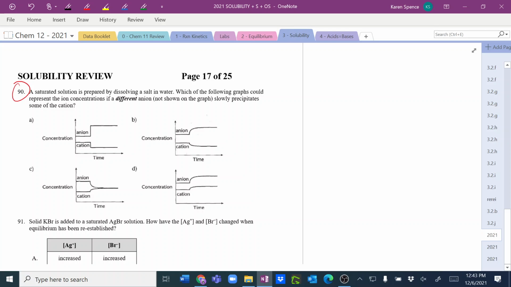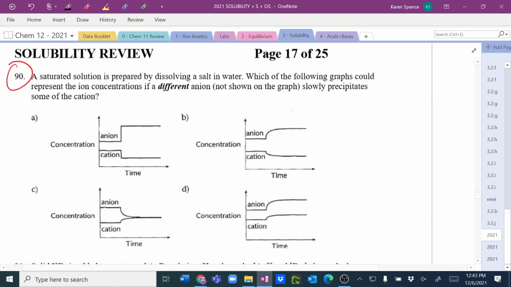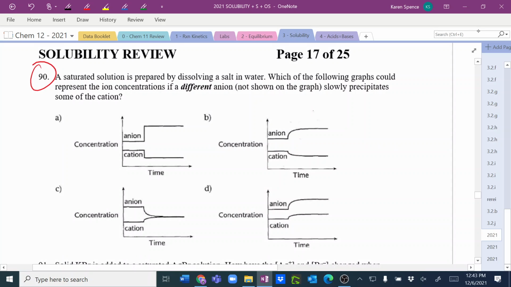So we're going to start with number 90, which is on page 17. A saturated solution is prepared by dissolving a salt in water. Which of the following graphs could represent the ion concentrations if a different anion, not shown on the graph, slowly precipitates some of the cations?